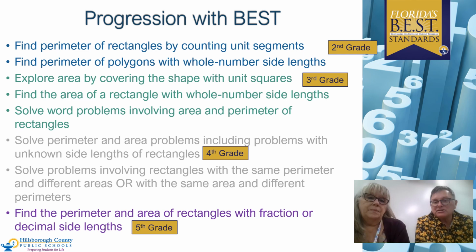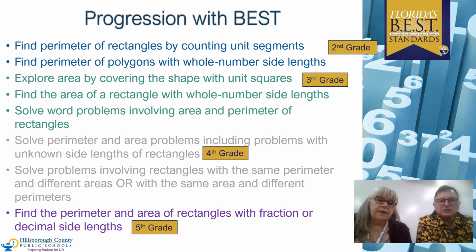So taking that information as a second grader, when I step into a third grade classroom, I'm going to now add on the idea of exploring area by covering the shape with unit squares, and then find the area of a rectangle with whole number side lengths. So I see two big things there: exploring it, making sense of it, and then somehow determining with some strategy what the area of a rectangle is. Correct. And they're also going to be bringing in some of the perimeter from second grade when they solve some word problems about area and perimeter of rectangles. Yeah, and then of course in third they're going to apply it.